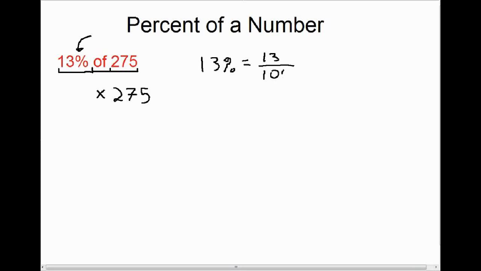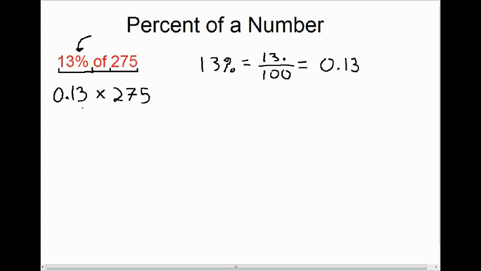And a fraction is just a division question, as we talked about in the unit on fractions. So the division question there is 13 divided by 100. When we're dividing by 100, we're dividing by a power of 10. So we're going to move the decimal to the left 2 places. It starts there, we're going to move it to the left 2 places. And 13 divided by 100 is 0.13. So when we're finding 13% of 275, to change that into a math sentence, it's 0.13 times 275.